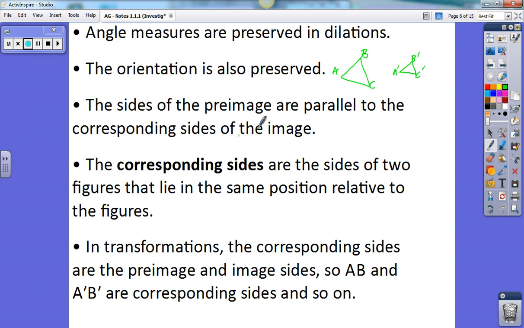This will become a little bit more clear when we see an image in just a moment, but the sides of the pre-image are parallel to the corresponding sides of the image, but notice that BC is parallel to B prime, C prime. When we talk about corresponding sides, they lie in the same position, so BC and B prime, C prime are corresponding sides. They represent the same thing, but in different figures.